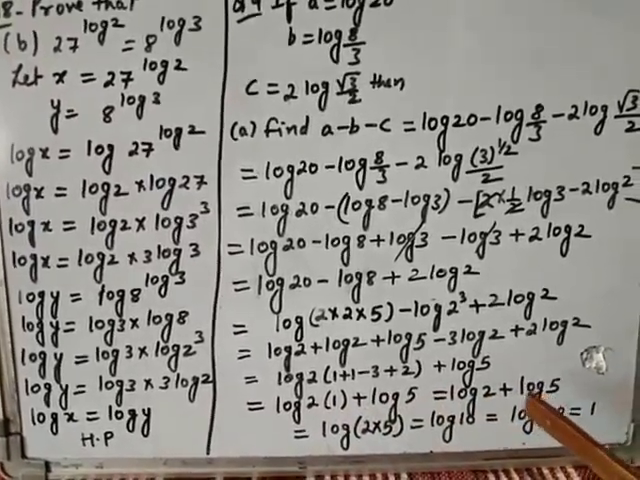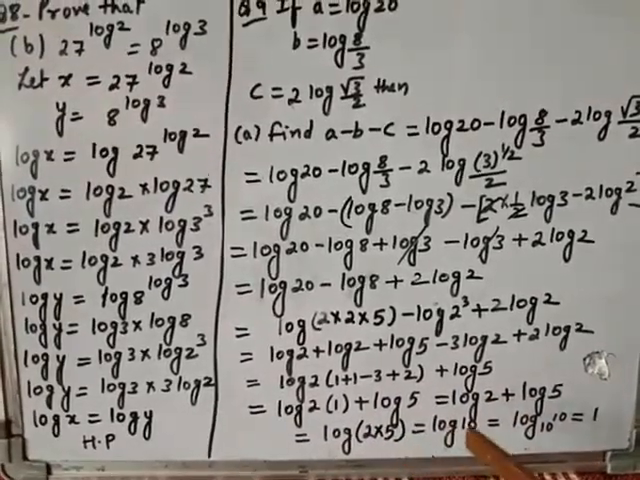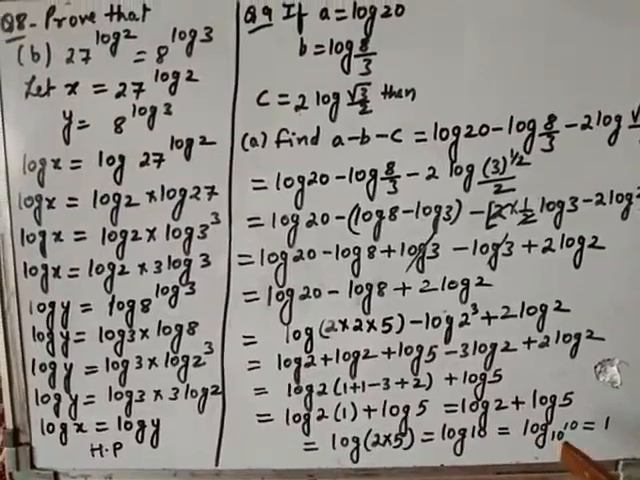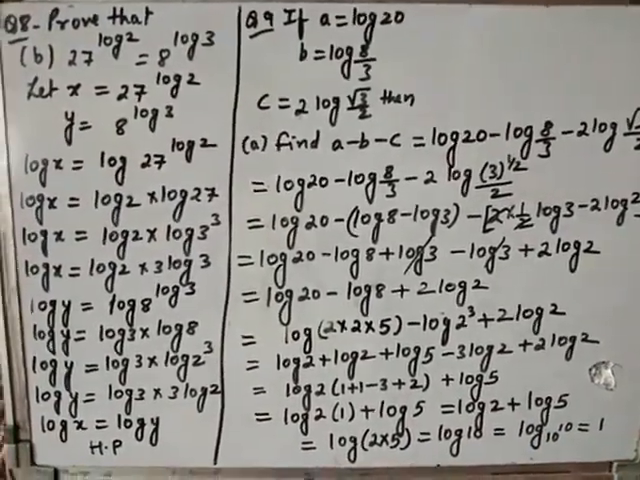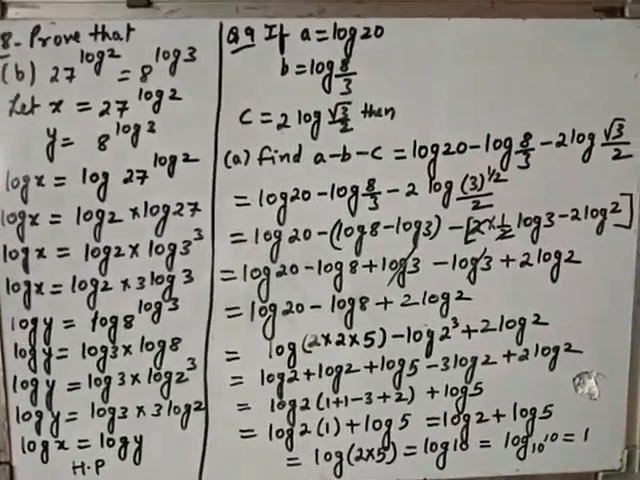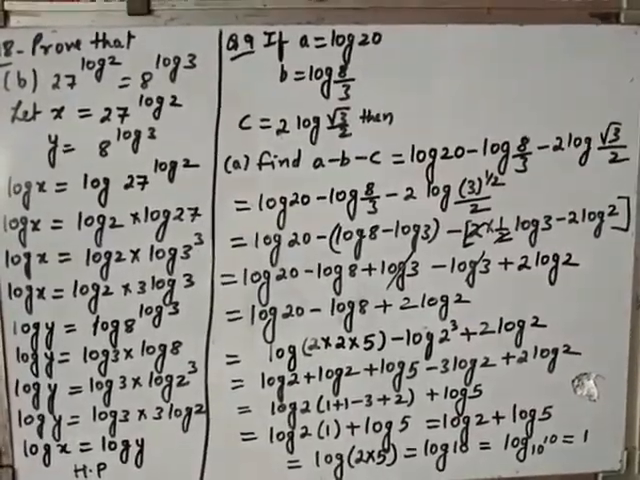Now we take common log, there is a sign of addition, so 2 into 5, log 10, and by default every time the base of log is 10, so log to the base 10 of 10 is 1. Clear? So here is the solution of question number 9. Okay student, now we see next question, question number 10.